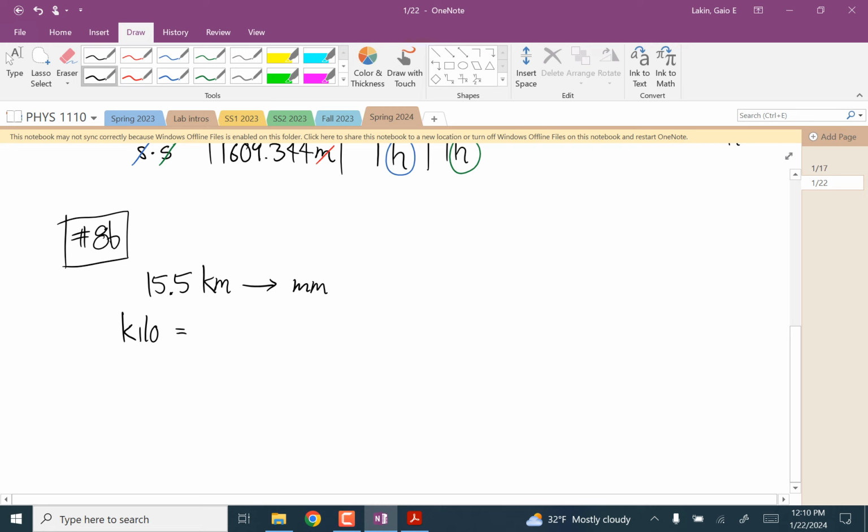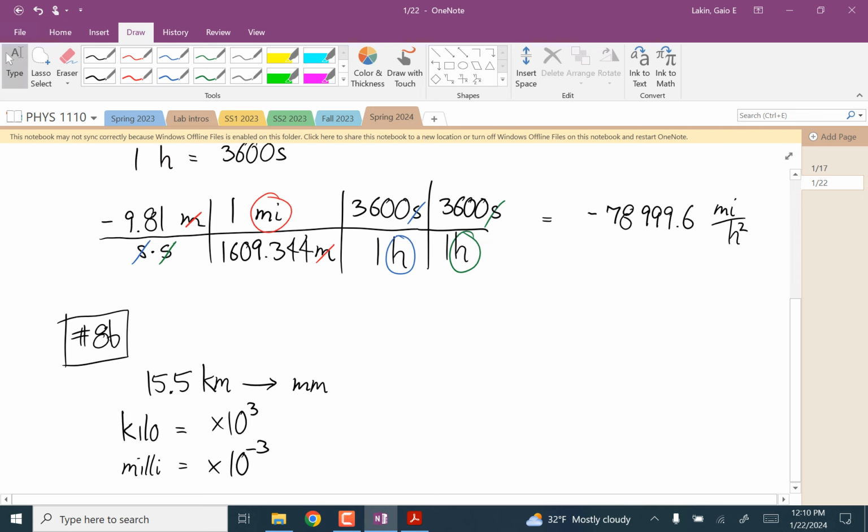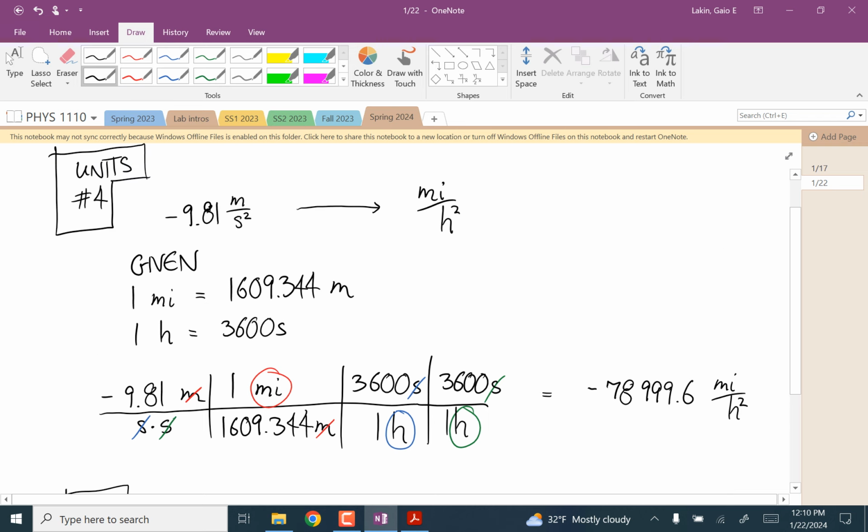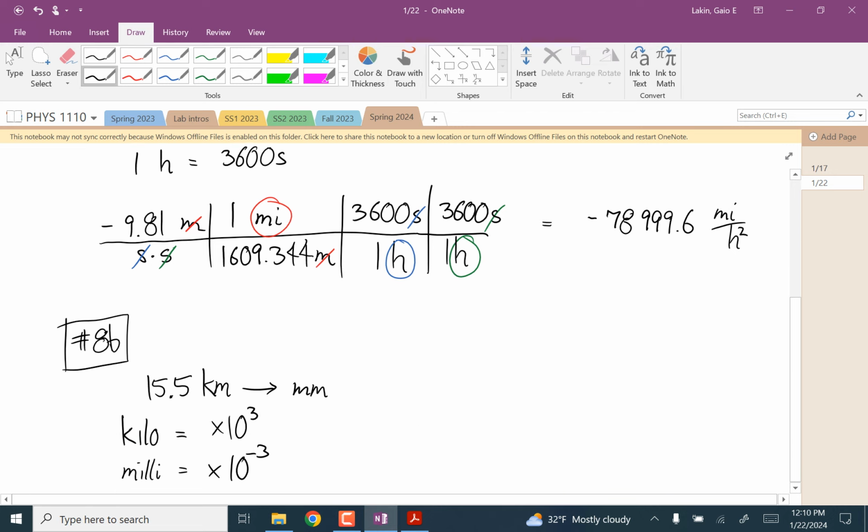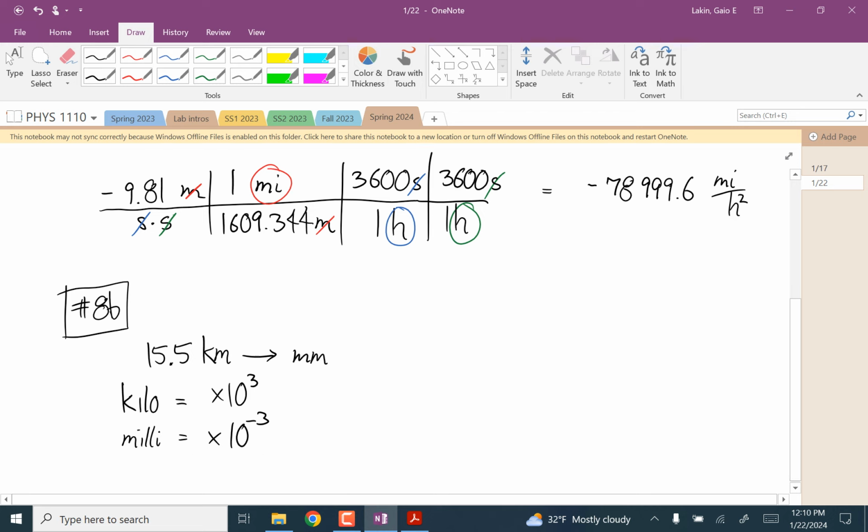kilo, the K here, means times 10 to the third, and that milli means times 10 to the minus third. And by the way, when I give you tests and stuff, I'll give you every conversion factor, every conversion equation that you need, and I'll give you every meaning of any prefixes you need. So you don't have to remember that stuff. You just have to understand how it works.